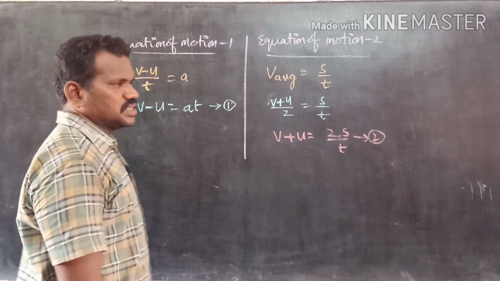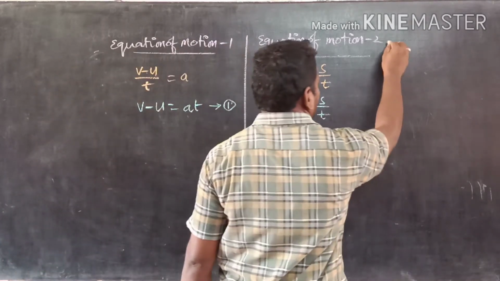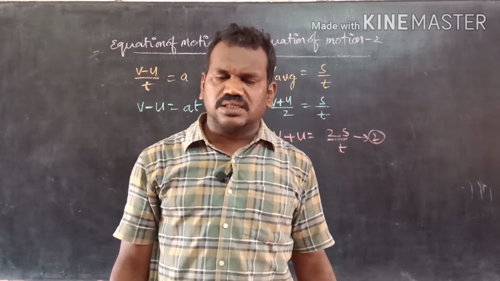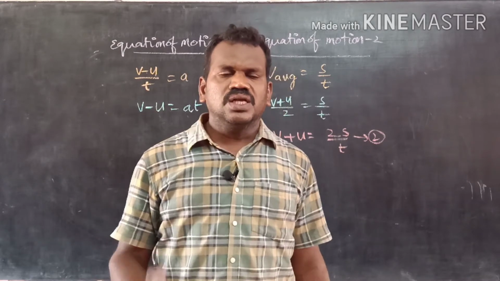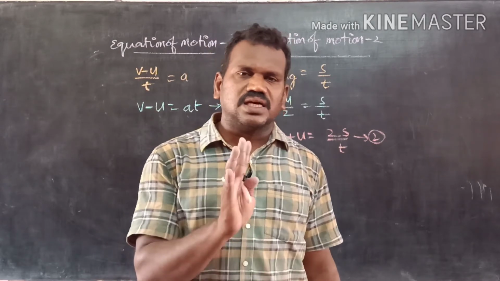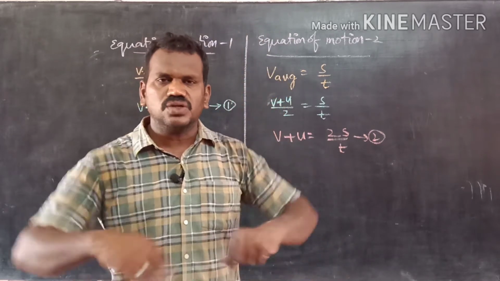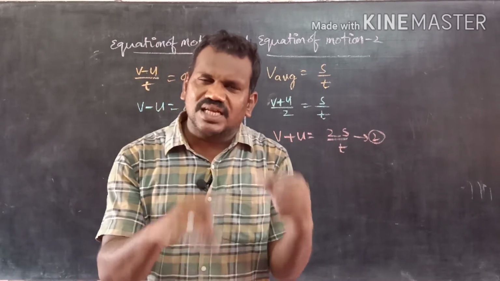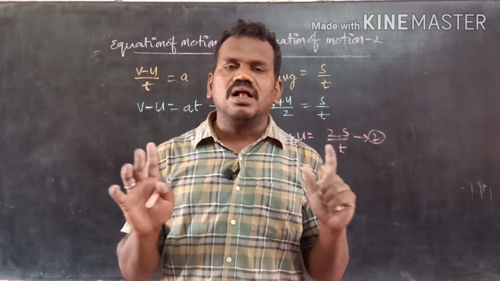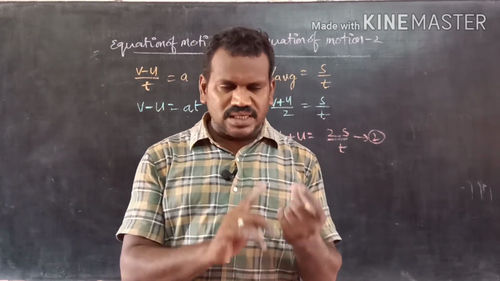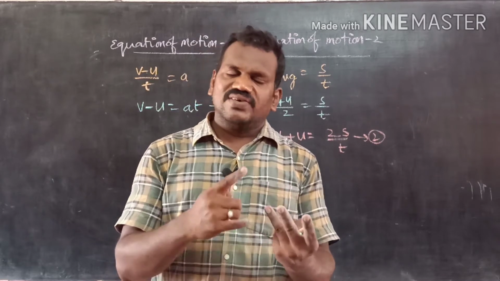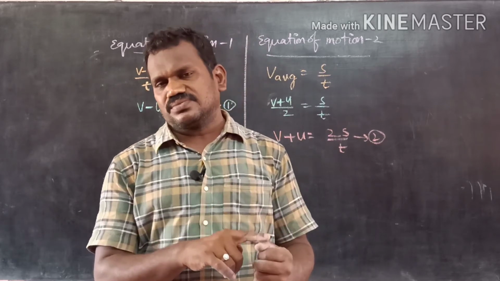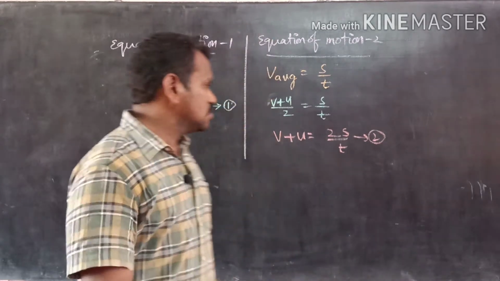Sir, why did you rearrange? In equation of motion 1 we have only v = u + at; there is no displacement in that. When you come to equation 2, s = ut + ½at², there is no final velocity in that. So we require an equation which has a relation among the parameters, initial velocity, final velocity, displacement and acceleration, without time. For that we are going to use these two equations.